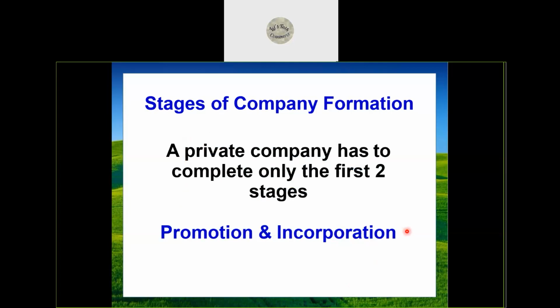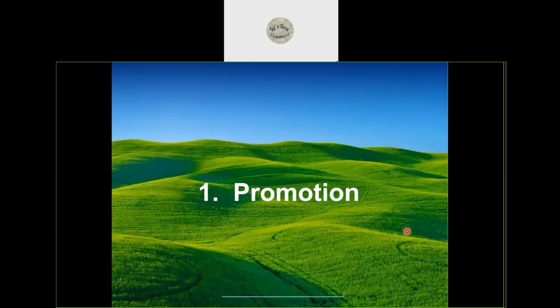A private company has to complete only the first 2 stages. That is promotion and incorporation. It need not go to the third stage and the fourth stage. Why does it not need to go to the third and the fourth stage? Because a private company is not selling its shares to the general public. It is not inviting the general public to subscribe to its shares. Capital is privately paid. That is why a private company needs to cover only 2 stages, stage 1 and stage 2. And a public company will be going through all the 4 stages.